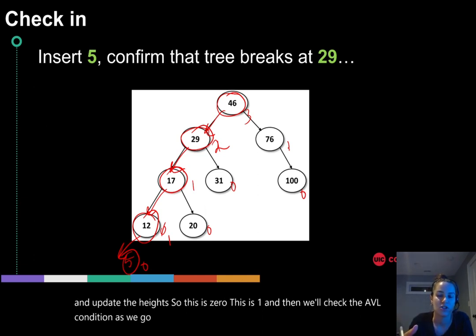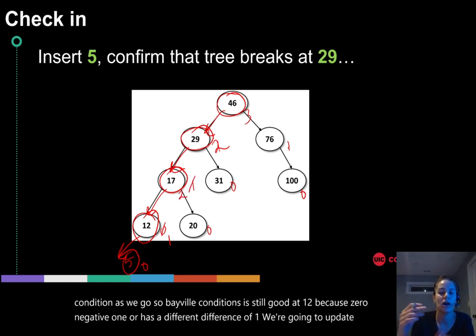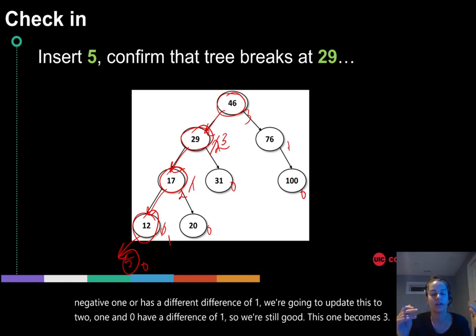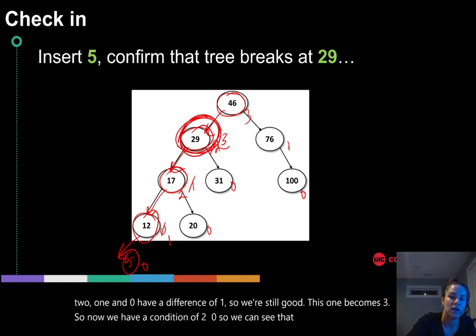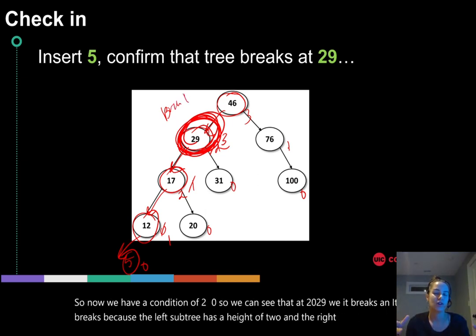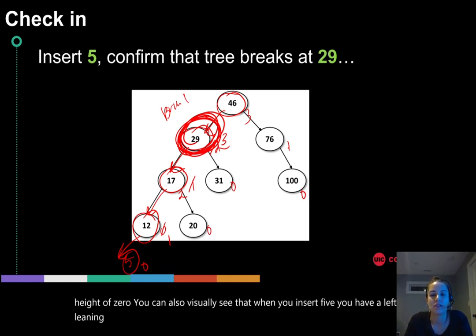The AVL condition is still good at 12 because 0 and -1 have a difference of 1. We're going to update this to 2. 1 and 0 have a difference of 1, so we're still good. This one becomes 3. Now we have a condition of 2 minus 0, so we can see that at 29 it breaks. It breaks because the left subtree has a height of 2 and the right subtree has a height of 0. You can also visually see that when you insert 5, you have a left-leaning tree, so it's no longer balanced per the AVL condition. So what do we do?